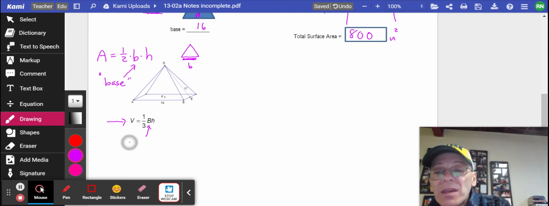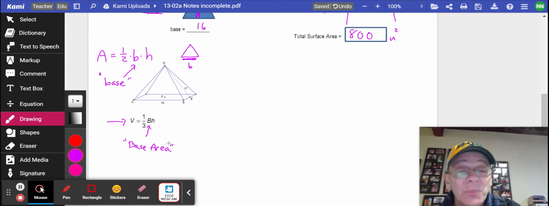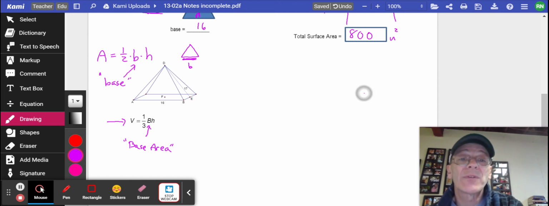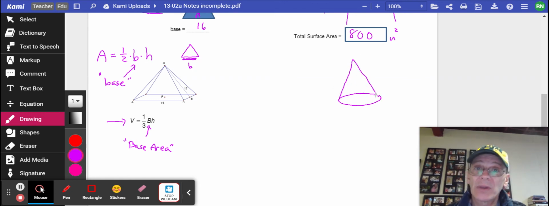This capital B stands for the two-word phrase base area. And that's why we make it a capital B, so nobody confuses it with a lowercase b thinking base edge. You've got to find the base area, and in this case, the base is a square. But as I said earlier, the base of a pyramid could be all different kinds of shapes. And imagine, what if the base were a circle? Well, we have a different formula for the area of a circle. But we would still need to find that base area.